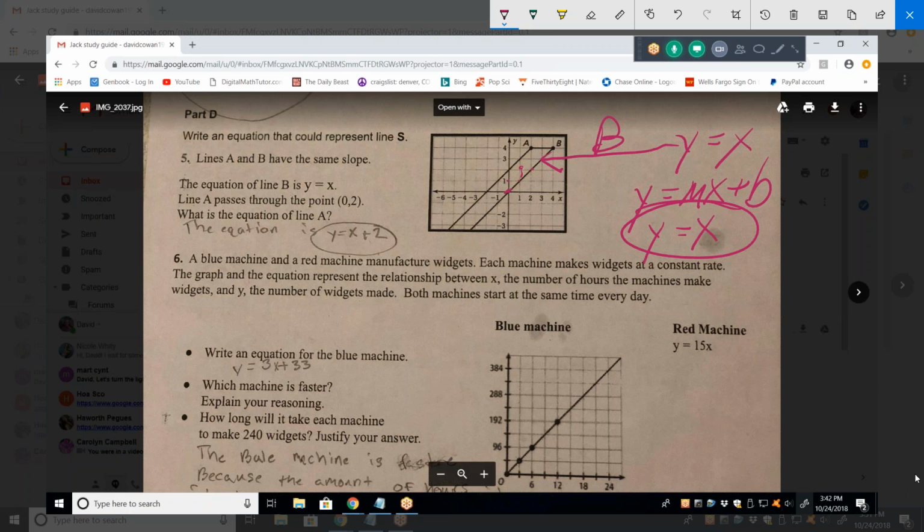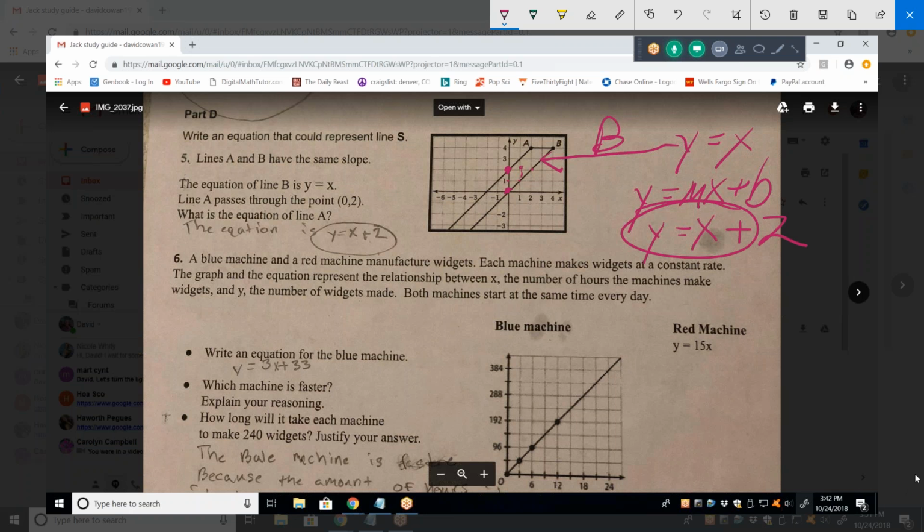Now, there are 2 ways to think about the equation of line A. The simplest way to think about line A is you take line B and you move it up 2 units. You move the whole line up. These 2 units between that and that go from 0 to 2. Well, that is a vertical shift, so I add 2. And that's all you need to know for the moment.